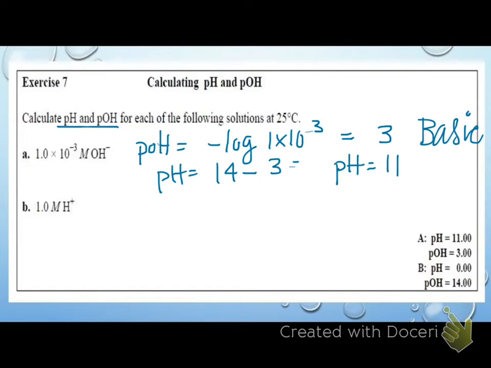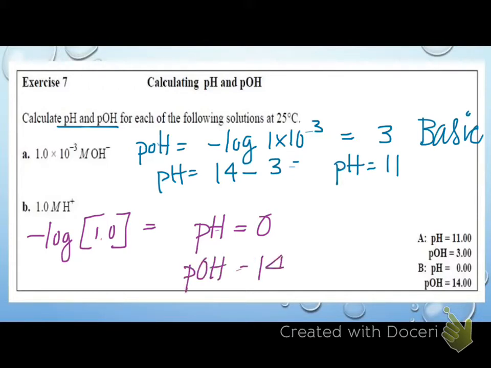And then for the next one, I would say the negative log of 1.0. So that would give me a pH of 0, actually. So then my POH would be 14, which would definitely be acidic. So hopefully that rings a bell on how to do pH and POH. I think there's one more. Do I need to do the next one, or are y'all good with that?